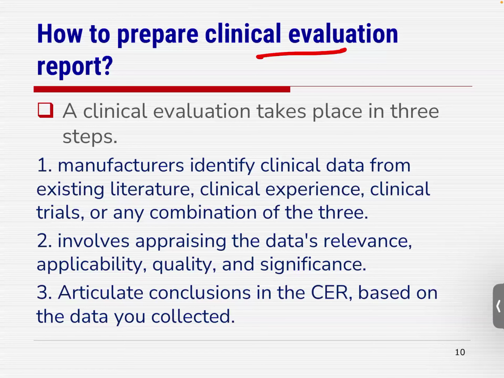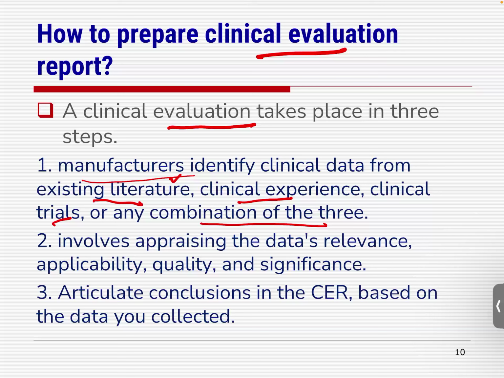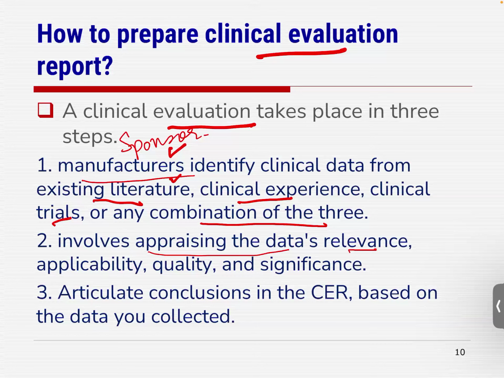There are 3 steps. First, the manufacturer identifies what clinical data exists. It can be from existing literature, from clinical experience, from a clinical trial, or a combination of any of the 3. You can take data from published sources also. Manufacturer means sponsor, the company which is preparing clinical trials or any combination. So basically, you have to evaluate this data's relevance, applicability, quality, and significance. You have to check: is this data applicable? Does this data have quality? It should not be from low sources.